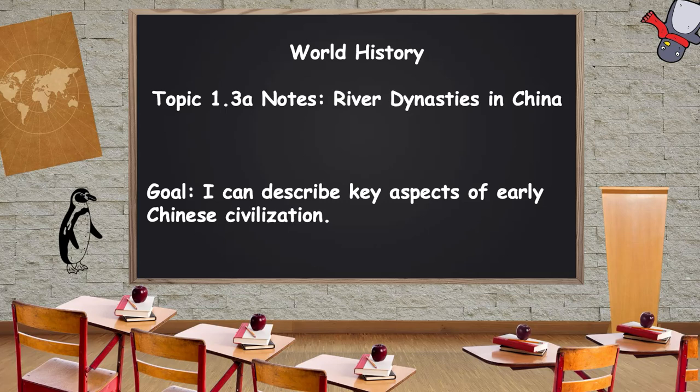All right, welcome to the last of the four first river valley civilizations. This is topic 1.3a, river dynasties in China. The goal here, like always in these first few lessons, is to be able to describe the key aspects of this time, early Chinese civilization. We'll, of course, explore their technology, their religion, how they rose to power, how their governments governed people, the rights people had under these structures, and problems that these societies experienced.